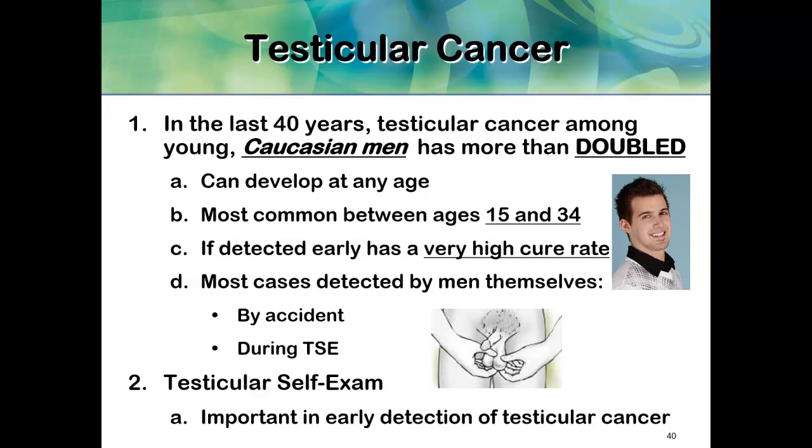With testicular cancer, if it's detected early, the nice thing is that it has an exceptionally high cure rate. Now, most cases are detected by men themselves, either by accident or during a TSE, which stands for testicular self exam. And just like women should undergo BSEs, which are breast self exams, men should undergo a monthly testicular self exam because it's really important in detecting any masses or things that could potentially be testicular cancer.